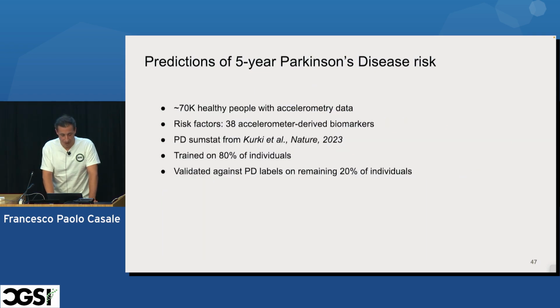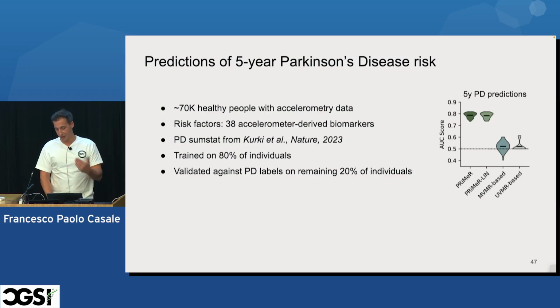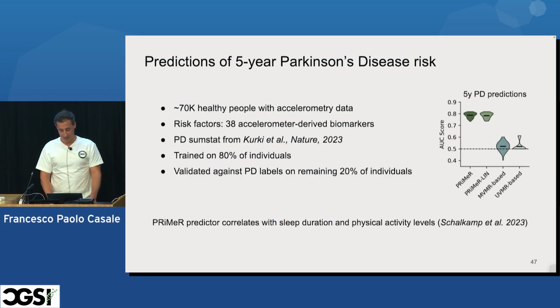We also had a third application where we aim to predict 5-year Parkinson's disease risk. Here we focus on people with accelerometry data. We consider 38 accelerometer-derived biomarkers, in a similar setting as before. And even here we get an AUC of 80%, and again find factors that are known to be associated with Parkinson's risk, specifically sleep duration and physical activity levels.